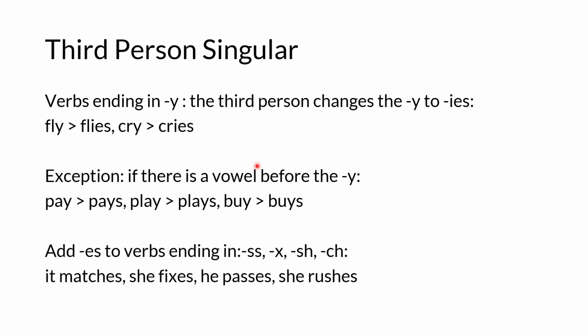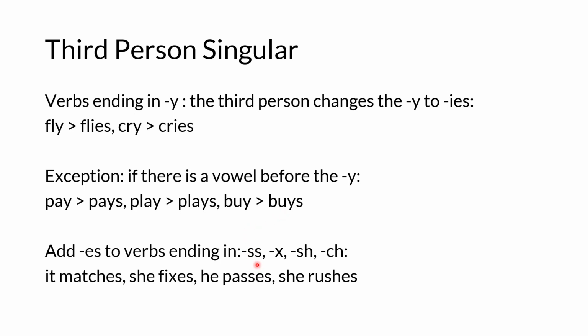The endings vary, the verb endings, depending on the form of the verb. So for example, verbs ending in the Y change to an IES at the end. So fly becomes flies, cry becomes cries. An exception to this is if there's a vowel such as A, E, I, O or U before the Y in a verb. So we use an S instead of an IES. Pay becomes pays, play becomes plays, and buy becomes buys.